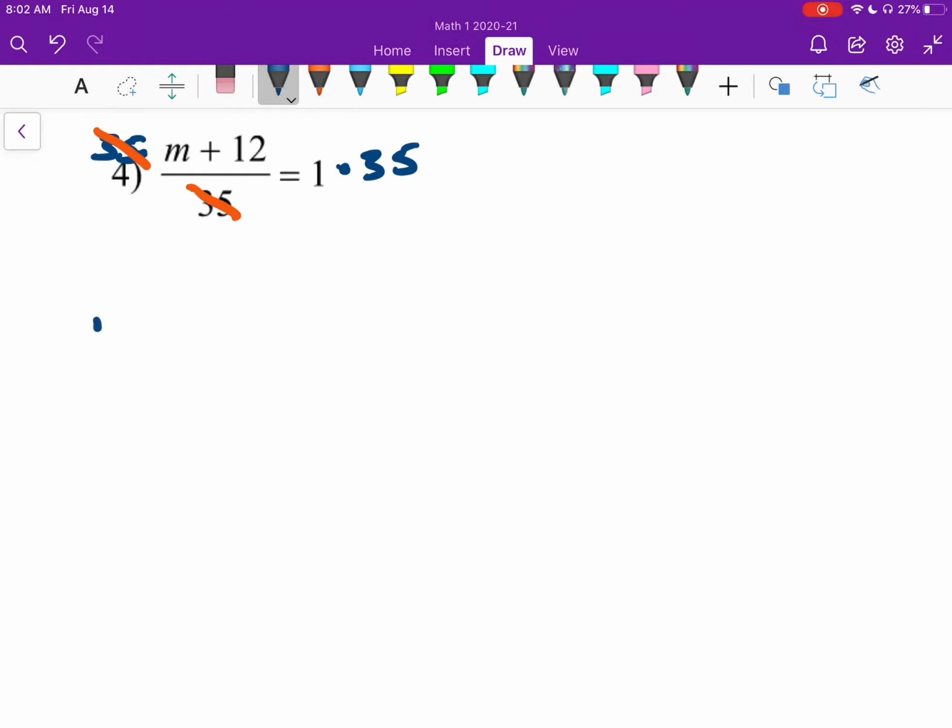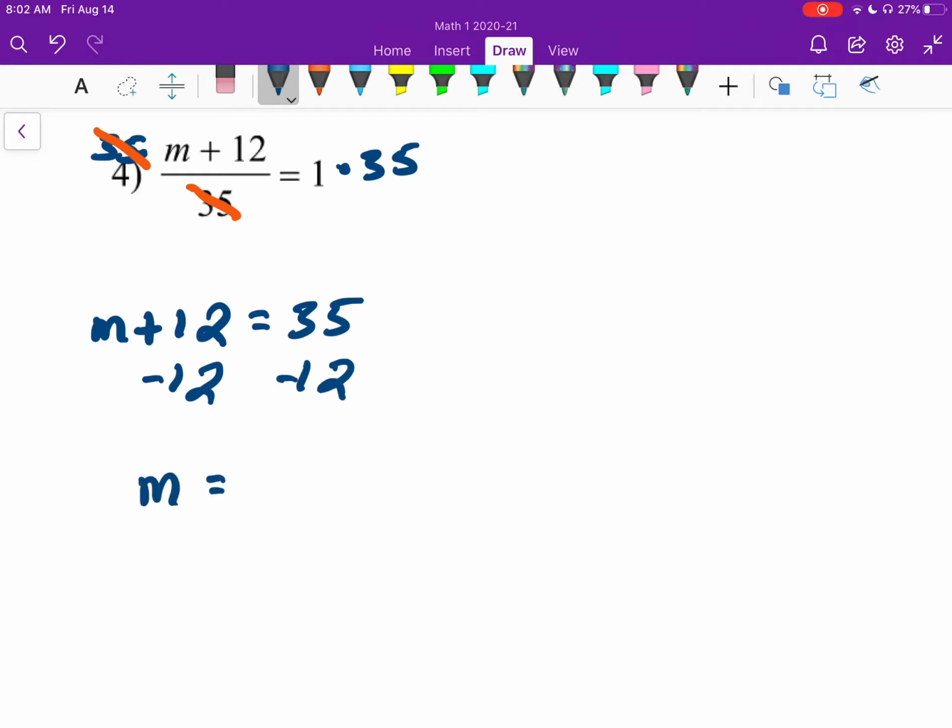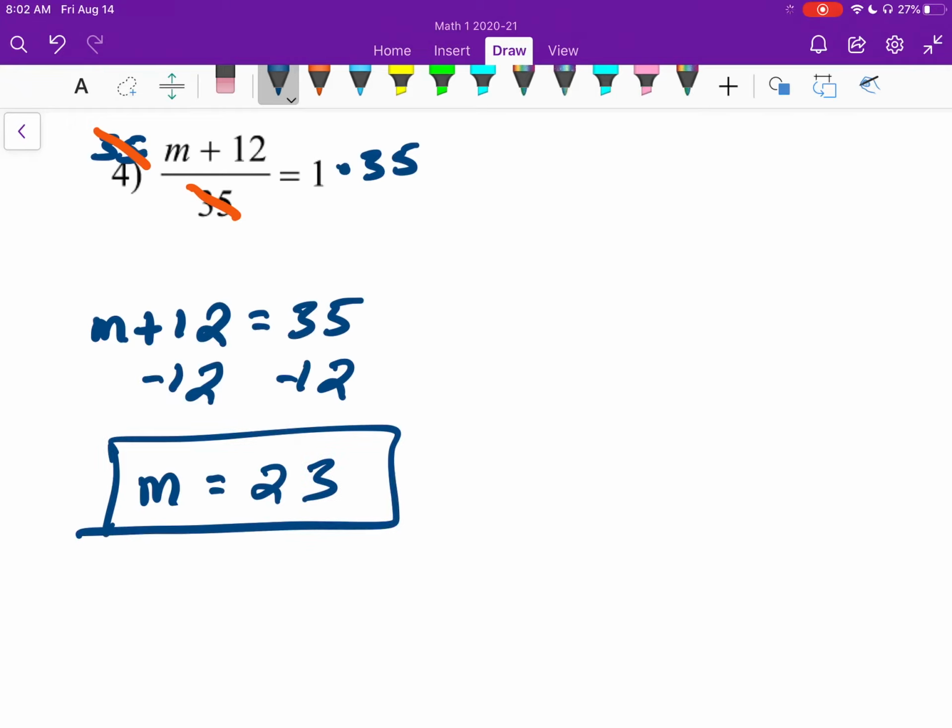We just have m plus 12. And on the right, we have 1 times 35, which gives me 35. Now to get my m by itself, I'm going to subtract 12 from both sides. And I've got m equals, what's that going to be? 23? Yeah, 23. There we are.